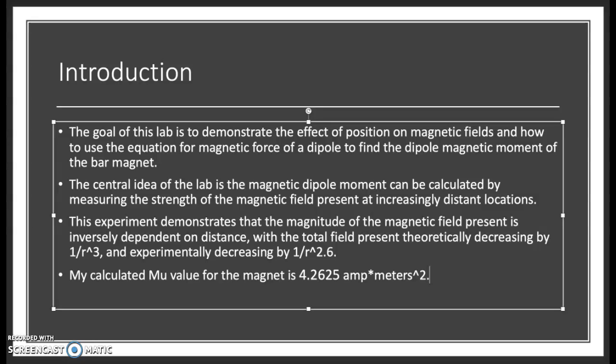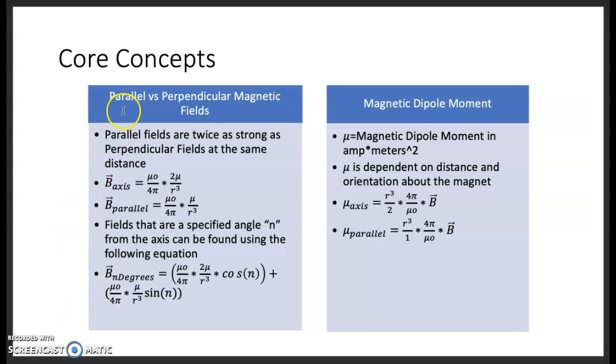This experiment demonstrates the magnitude of the magnetic field present is inversely dependent on distance, with the total field present theoretically decreasing by 1 over the distance to the third, and in our experiment decreasing by 1 over the distance to the 2.6. The mu value that we calculated in this lab is 4.2625 amp meters squared.